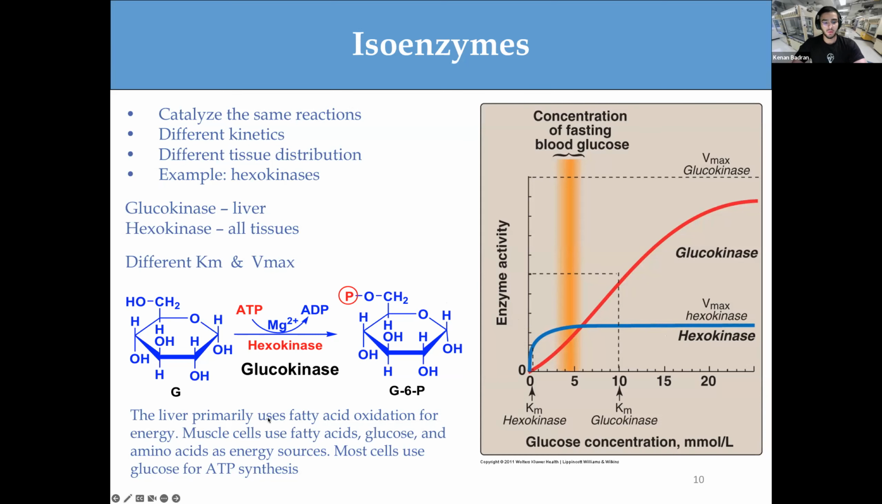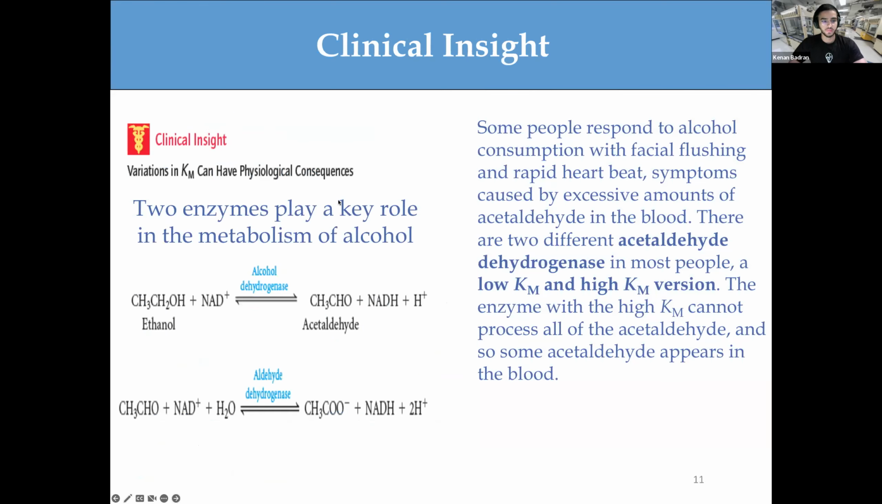And then it says here the liver primarily uses fatty acid oxidation for energy. Most of the cells use fatty acids, glucose, and amino acids as energy sources. Most cells use glucose for ATP synthesis. This is all basic information. You'll cover it in other lectures.